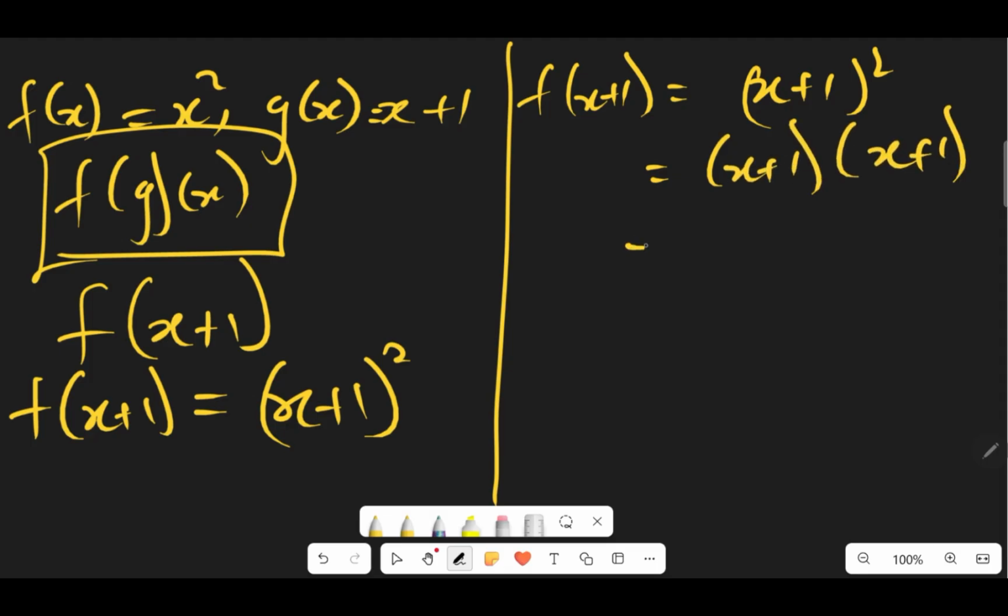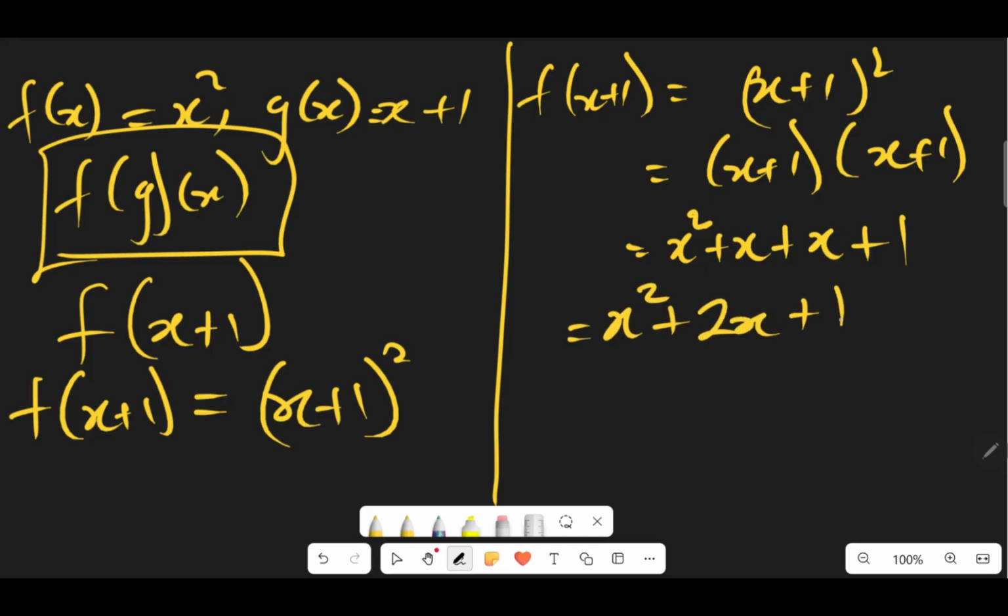So let's simplify. x times x will give me x squared. x times 1 is going to give us plus x. 1 times x is going to give you plus x, and 1 times 1 is going to give us what? 1. So we are going to get x squared plus 2x plus 1 as our final answer for the composite function. So that is how it is.